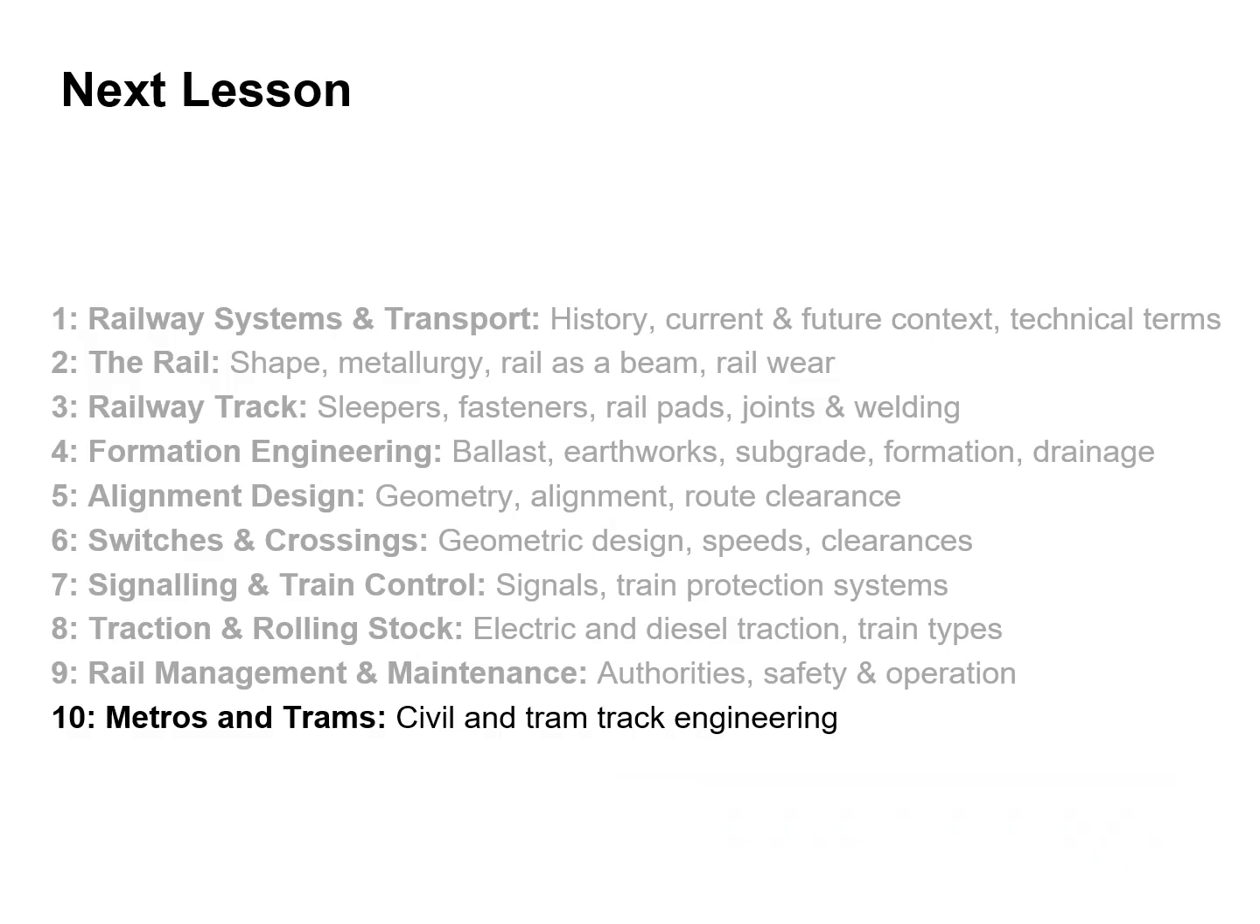So that's the end of Unit 9, and in the next unit, Unit 10, we're going to look at metros and trams. In particular, we're going to focus on the Edinburgh Tram project and look at the civil engineering infrastructure that was constructed to allow that project to be realised.